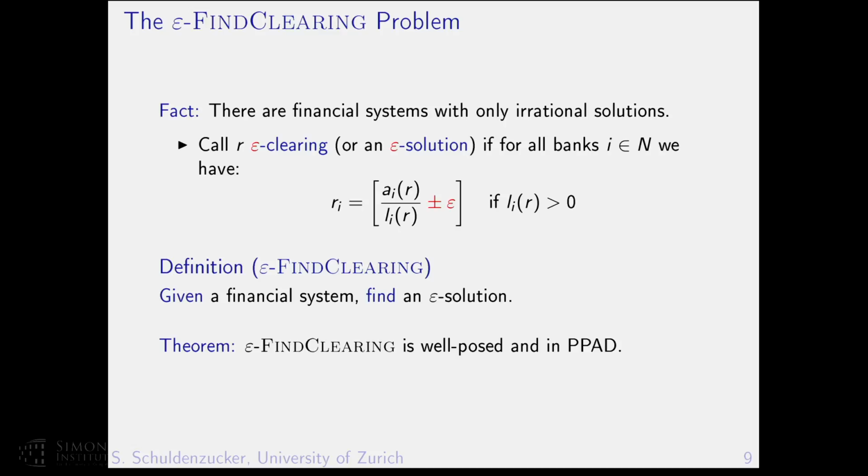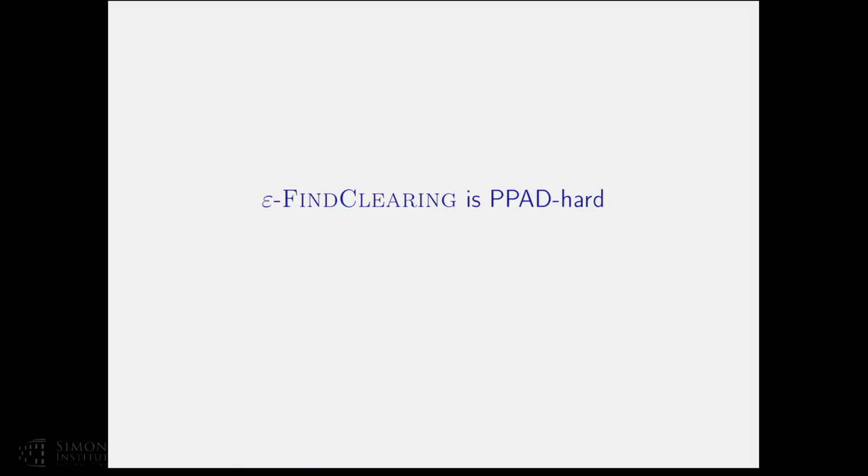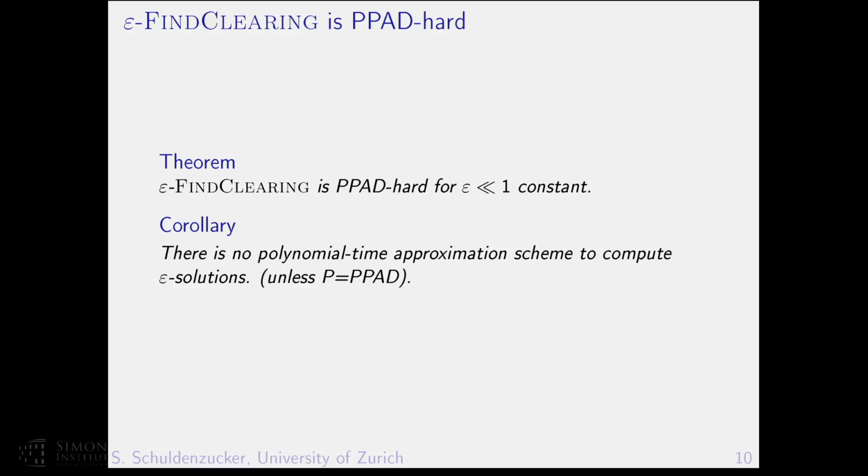Right, so this is our search problem. Let's get to the interesting part of the talk. Let's show that it's PPAD-hard. And so in detail we show that epsilon-fine clearing is PPAD-hard for a sufficiently small constant epsilon. So this is the strongest of these types of statements. We could also think about polynomially small epsilon or even exponential, but we show it for constant. And in effect, there's no polynomial time approximation scheme with epsilon solutions, unless P equals PPAD. And so from a practical point of view, this would mean there is no good stress testing algorithm that is guaranteed to be fast for these networks.